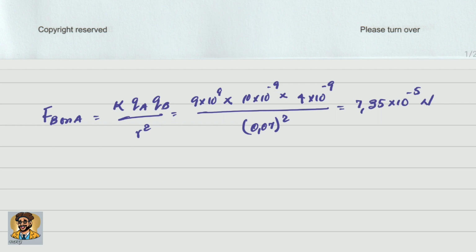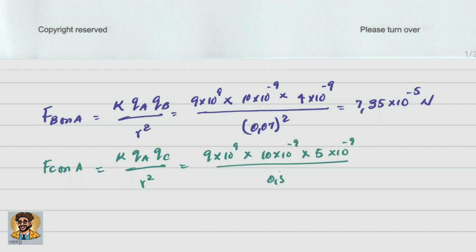Now let's calculate the force from C on A. It's the same formula, but now we have charge C, divided by the distance squared. When we substitute, we get that the answer is 1.8 times 10 to the minus 4 Newton. Those are the forces.